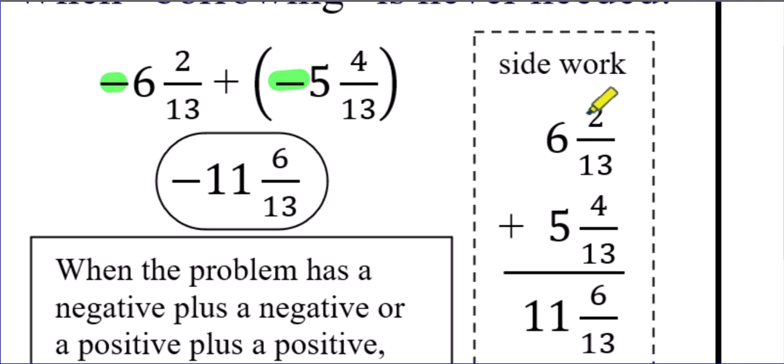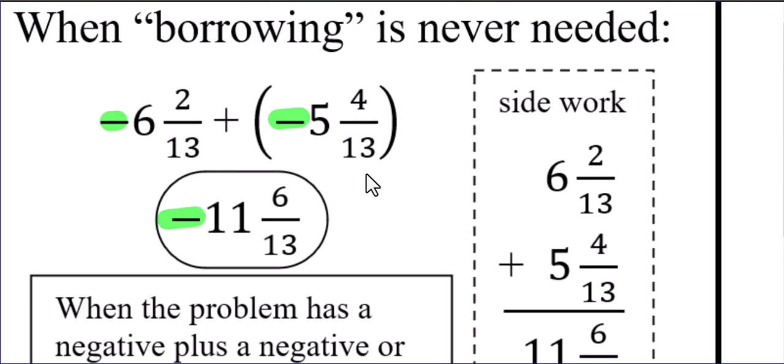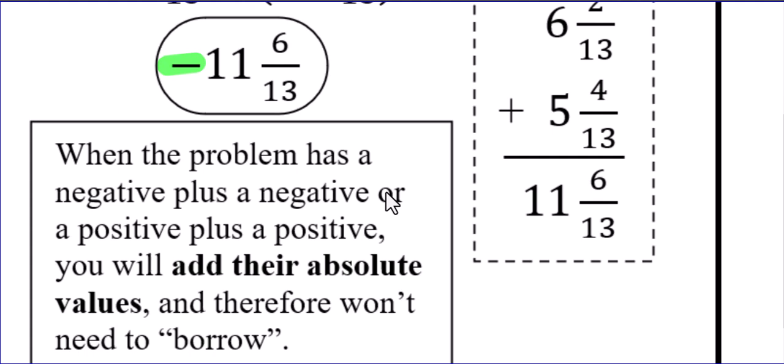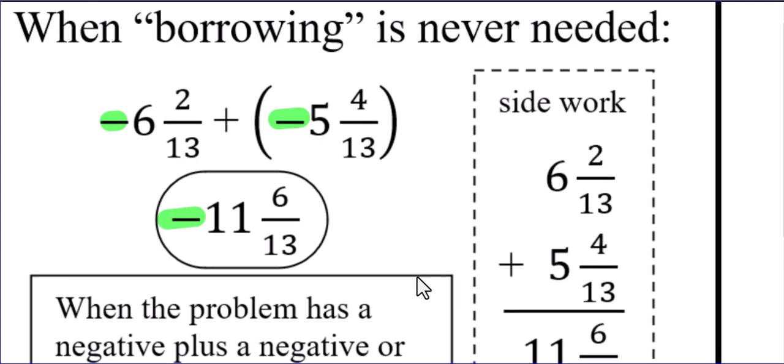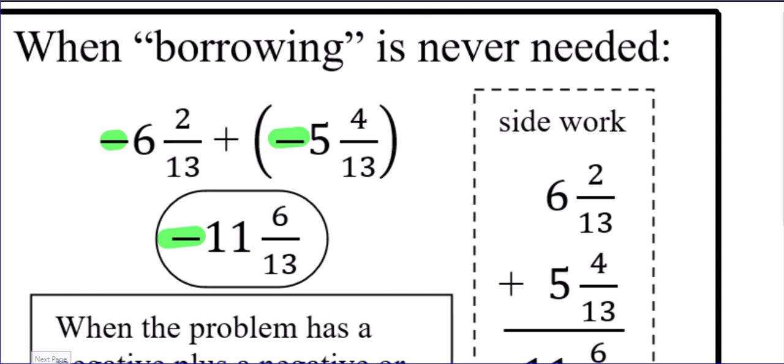I don't care that the 2 is smaller than 4. I don't care because I'm about to add. 4 plus 2 is 6. 6 plus 5 is 11. Not a big deal. A negative plus a negative stays negative. And there you go. So when you have a negative plus a negative or a positive plus a positive, you're going to add their absolute values off to the side or in your head. No need to do any borrowing whatsoever in that scenario.